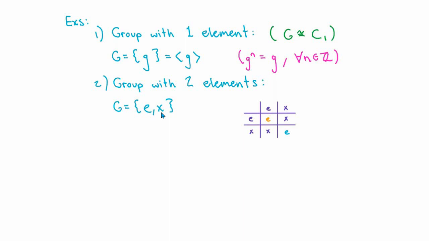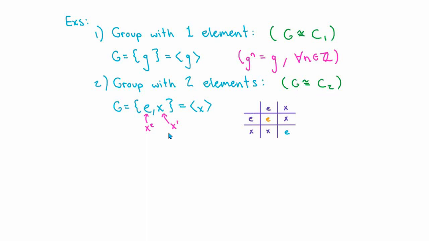On the other hand, if you consider the powers of x, x to the 1 is just x, and from the multiplication table you can see that x squared is equal to the identity element. Since the powers of x trace out the entire group, it means that the group is generated by the element x, so that G is isomorphic to C2, the cyclic group of order 2.